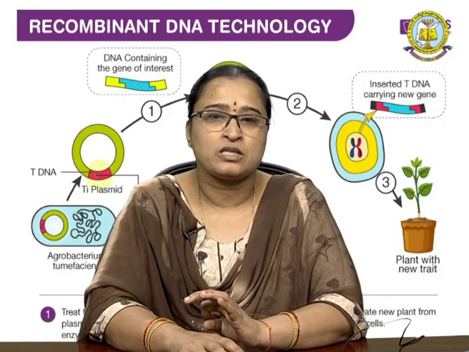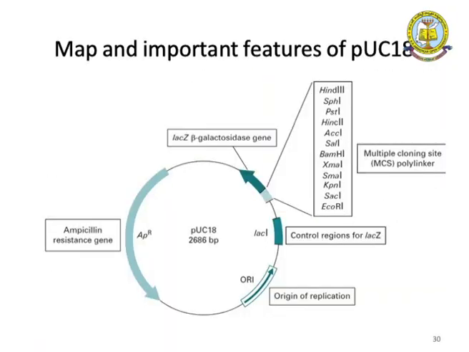Another vector name is pUC18. The ampicillin resistance gene is also present. The lacZ beta-galactosidase gene is also present, and in total this vector is called pUC18. Here kb means kilobase pairs, and 2686 base pairs are involved.